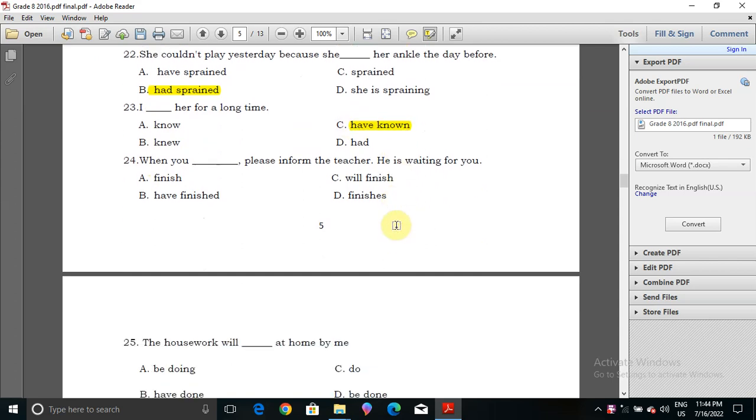Okay, now in question number 24: "When you dash, please inform the teacher. He is waiting for you." When you finish, or when you will finish, or when you will have finished, or finished? The correct answer will be verb 1 only, which is "finish." When you finish, please inform the teacher. He is waiting for you. So the correct answer for question number 24 will be choice A.